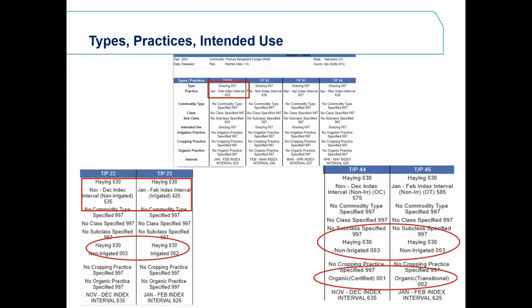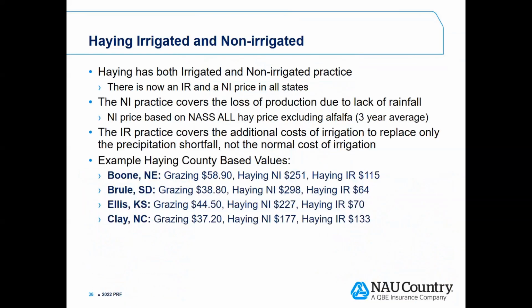Like I said, ground in eastern Kansas has a higher county base value than ground in southwest Kansas. It just is what it is. But you can certainly go in and look those up. The quoter's going to bring them in when you're quoting, but you can go out and look them up in the actuarials and have that information if you're interested. Haying, irrigated, non-irrigated, we talked about this. It is different by practice.